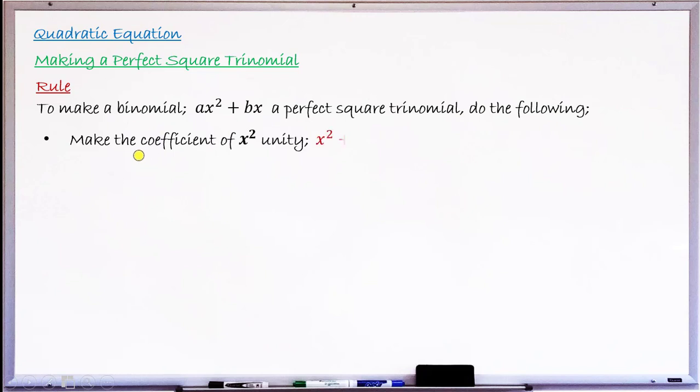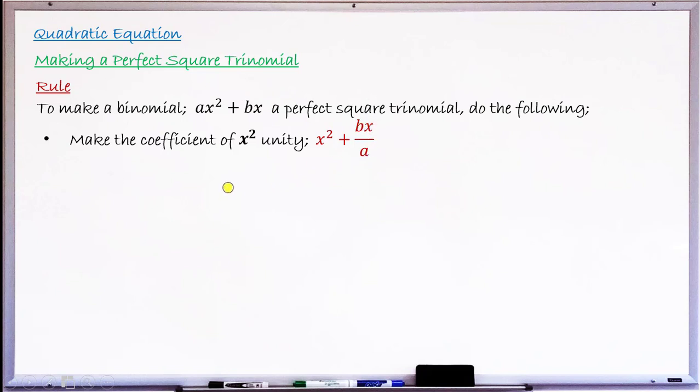Number one, it says make the coefficient of the squared term unity. That is, in ax squared, the coefficient which was a before, we have to make it 1, just x squared. How do we do that? We divide the terms by that coefficient of the squared term. So when that division is done, you now have x squared plus bx all over a. Initially it is bx; when you divide bx by a, you now have bx over a.